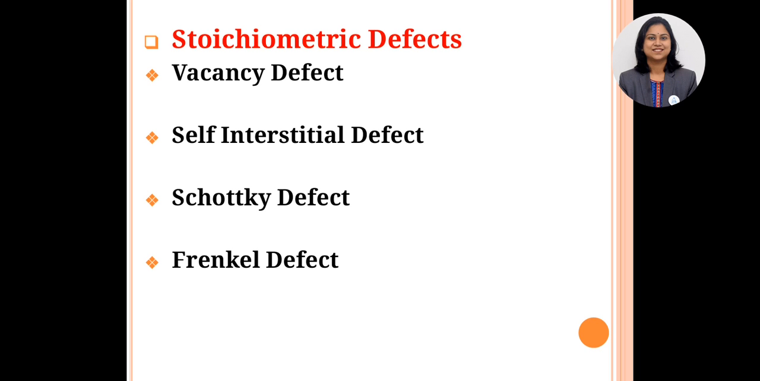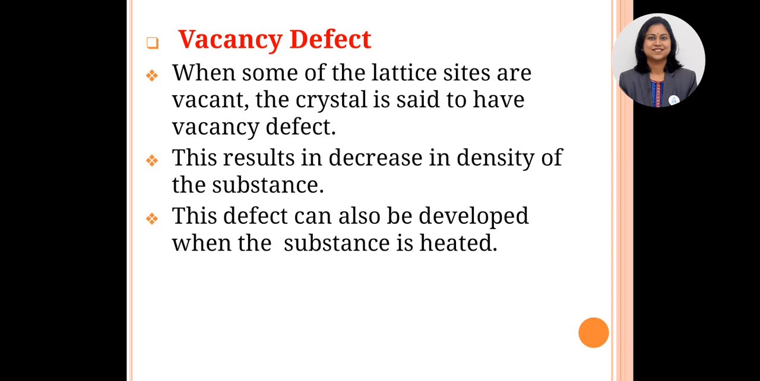Stoichiometric point defects are classified into four types: vacancy defect, self-interstitial defect, Schottky defect, and Frankel defect. Let us study each of them. First, vacancy defect.